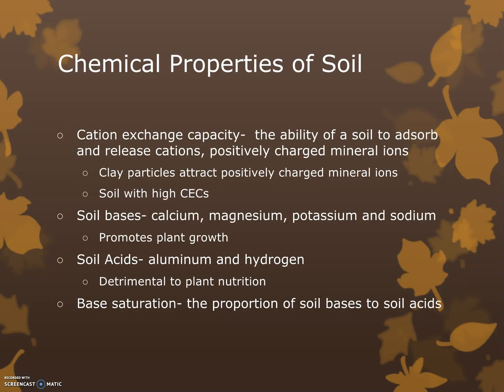Chemical properties of soil: CEC, cation exchange capacity, is the ability of soil to absorb and release cations, positively charged mineral ions. Clay particles attract positively charged mineral ions, so clay soils have high CECs. Soil bases, things like calcium, magnesium, potassium, and sodium, promote plant growth. Soil acids such as aluminum and hydrogen are detrimental to plant nutrition. Base saturation is the proportion of soil bases to soil acids.